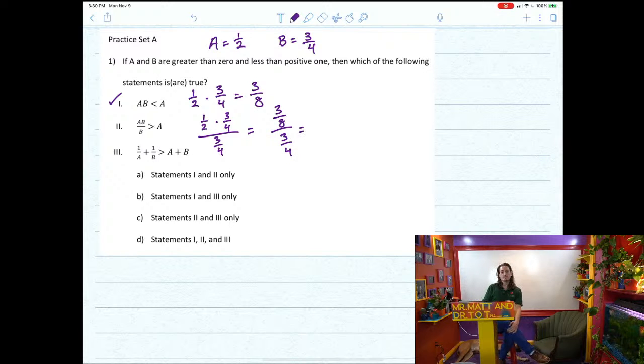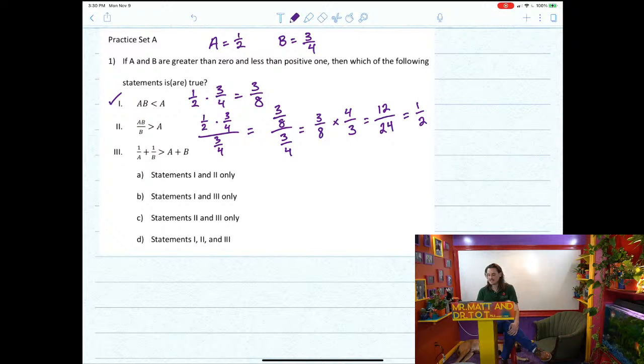When we have a fraction divided by a fraction, we leave the numerator alone, change the operation from division to multiplication, and take the reciprocal of the denominator. Or in other words, flip the numerator and denominator around for the fraction in the denominator. 3 times 4 is 12. 8 times 3 is 24. So this is going to simplify down into 1/2. And a is 1/2, so 2 is not true, because 1/2 is not greater than 1/2.